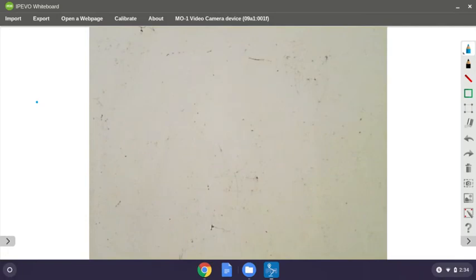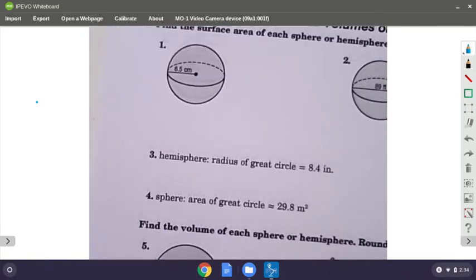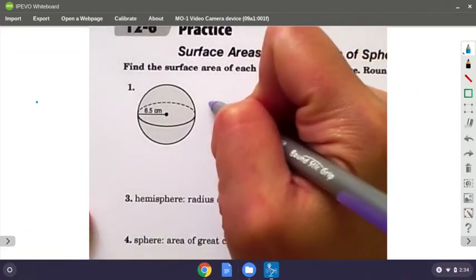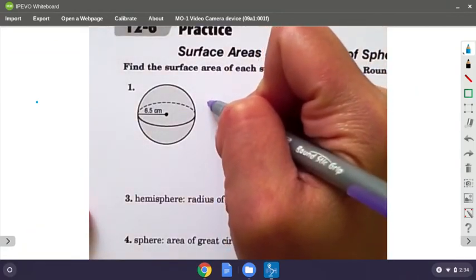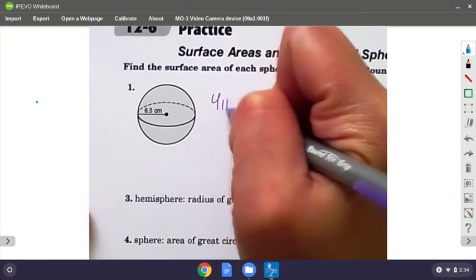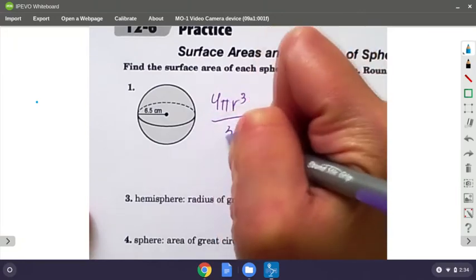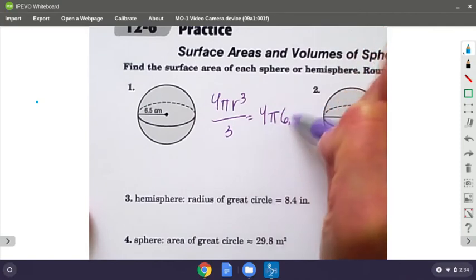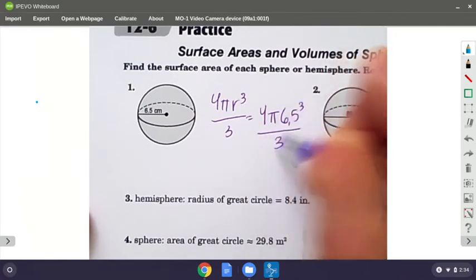And then I'll do a sphere. And then I think I hit all of them. So a sphere is pretty easy. Remember the formula is 4 pi r to the third over 3. So that's going to be 4 pi 6.5 to the third over 3.